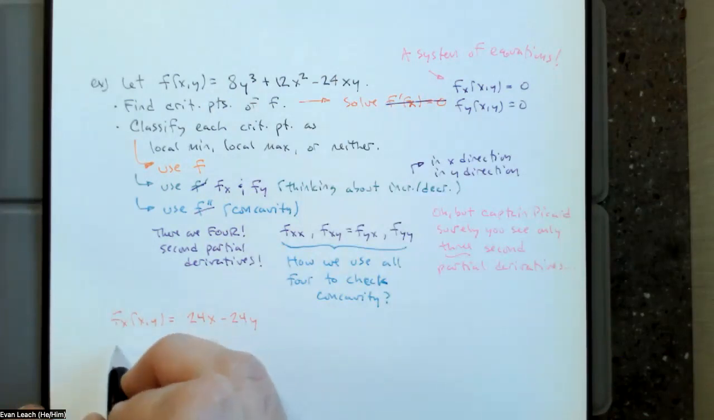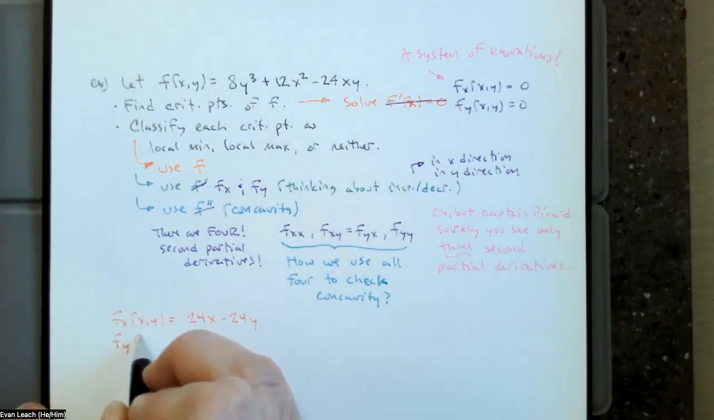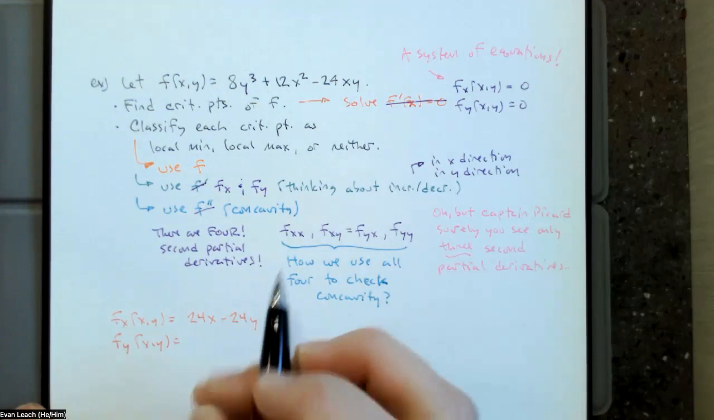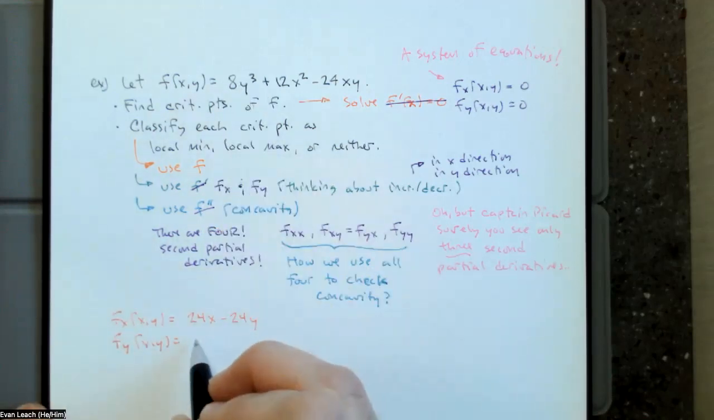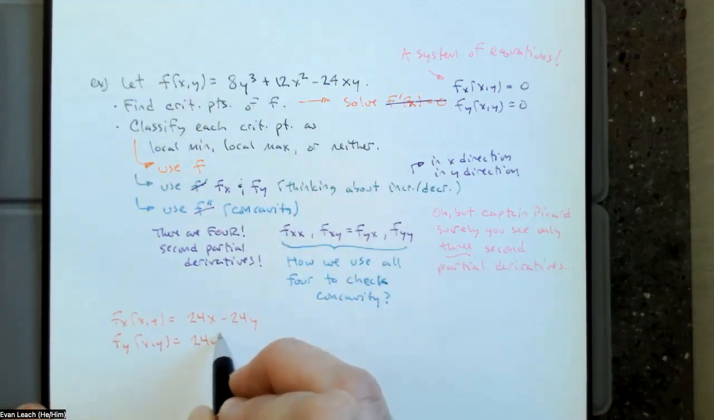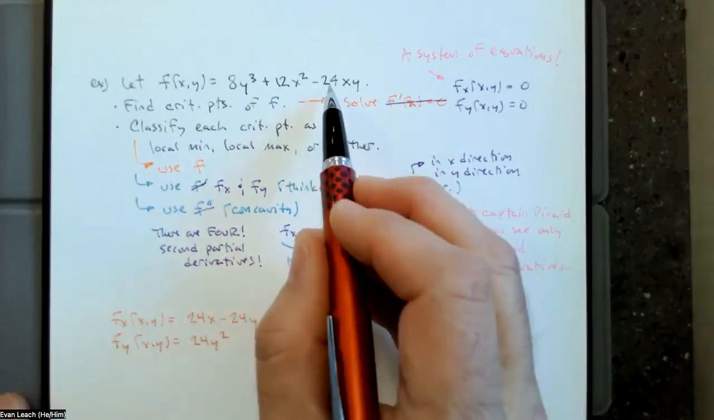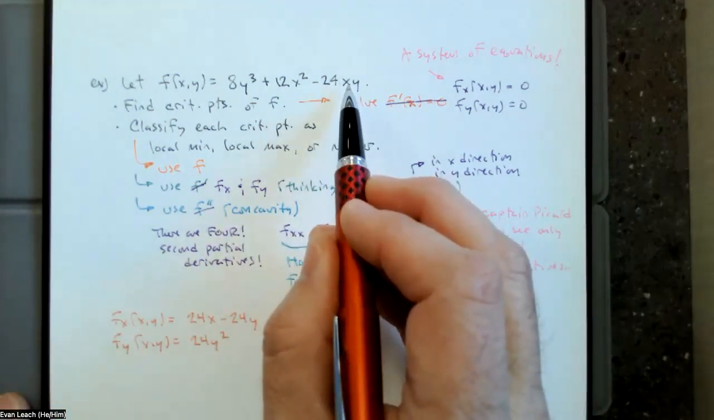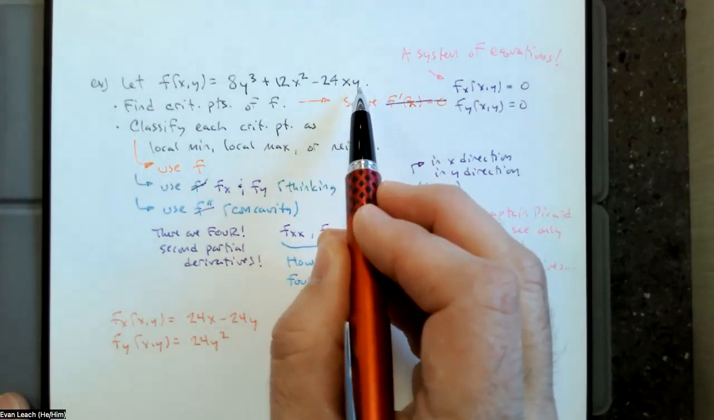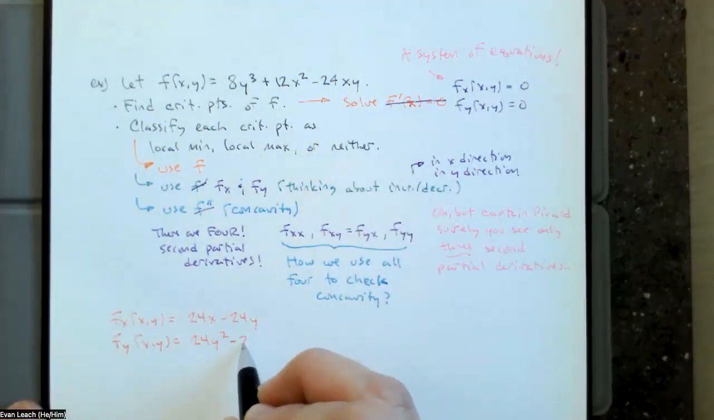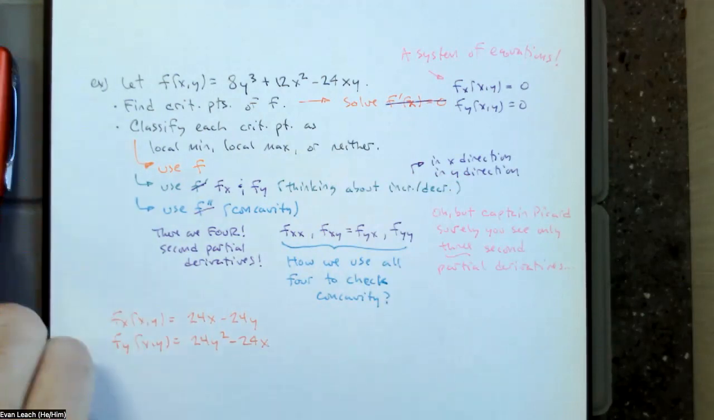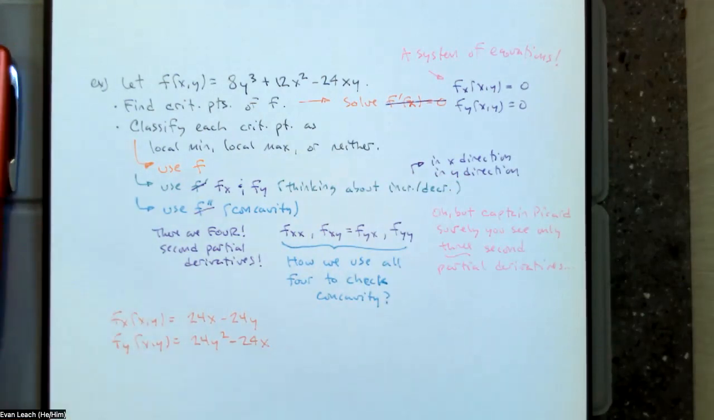We've got another first partial derivative, fy. The derivative of 8y cubed is 24y squared. 12x squared is a constant term with respect to y, so the derivative is 0. And in the derivative of negative 24xy, the x is a constant factor. The derivative of y is 1, so I'll have minus 24x. So there are 2 first partial derivatives. Our plan is to set these equal to 0 and then solve.